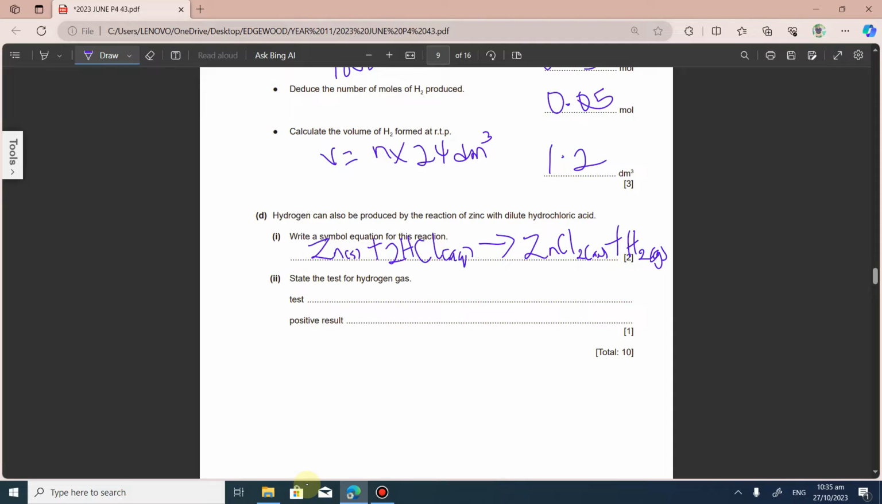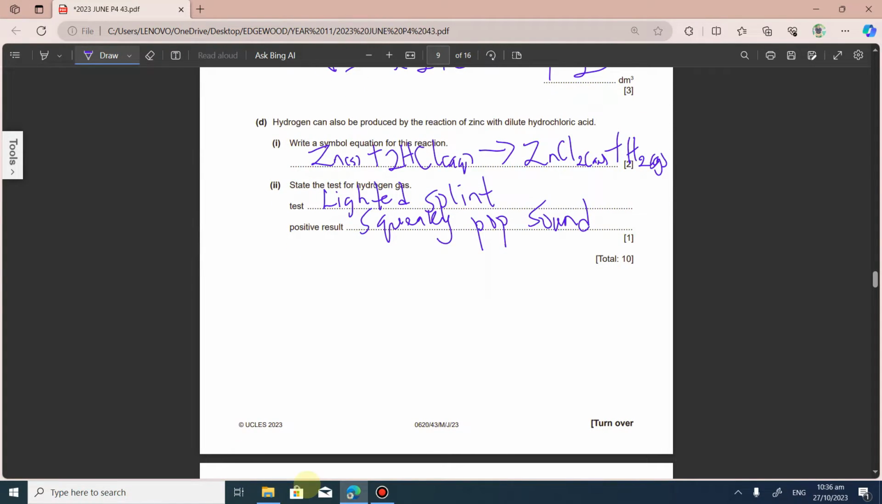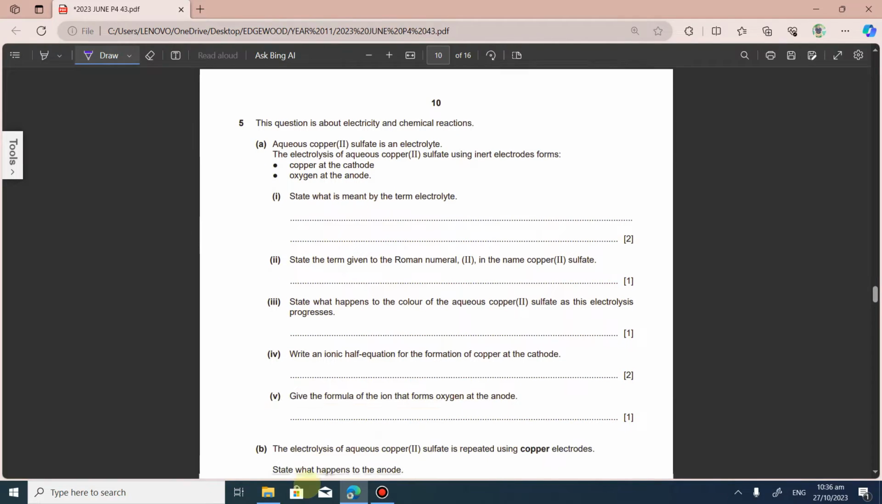Now, this hydrogen gas has been produced here. We have to state the test for the hydrogen gas. So what do we need? We need a lighted splint. That's the test. And then what will be the result? When you take this lighted splint near the hydrogen gas, it gives a squeaky pop sound. So when you get that pop sound, that tells you that hydrogen gas is present. That's the test for gases, the squeaky pop sound.